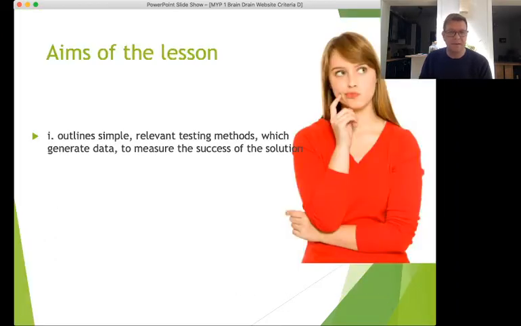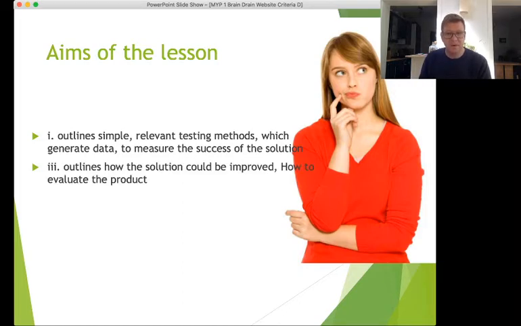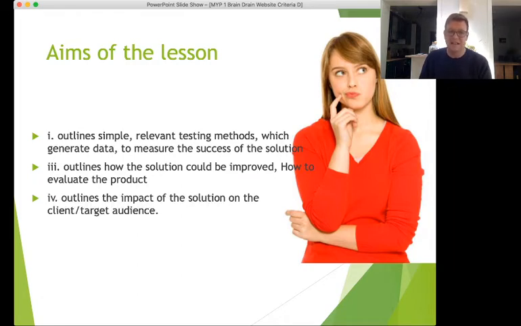Now, today what we're going to do is look at the rubric, and what you're going to have to do is, it says outline simple, relevant testing methods. I'm going to tell you what those mean. Also, this is super important, how can your website be improved? And I'm going to tell you how to make a list of that. And then later, the last lesson we're going to do is look at the impact on your target audience.